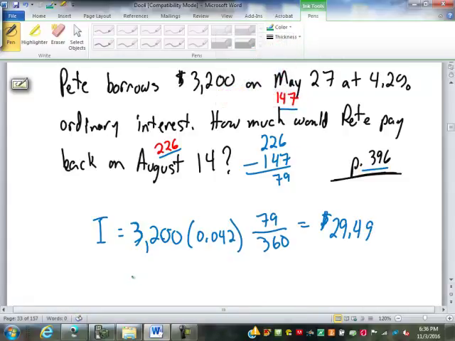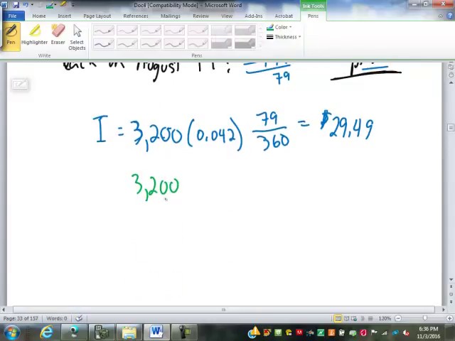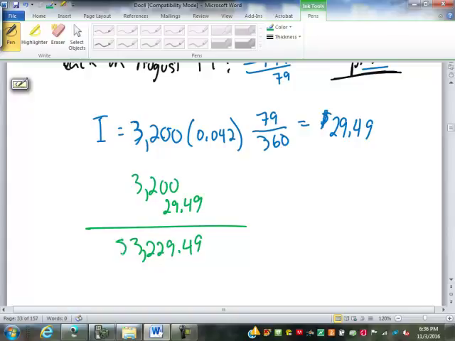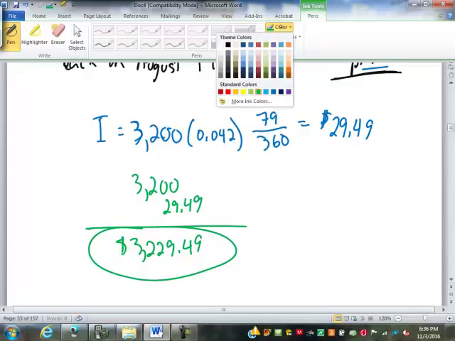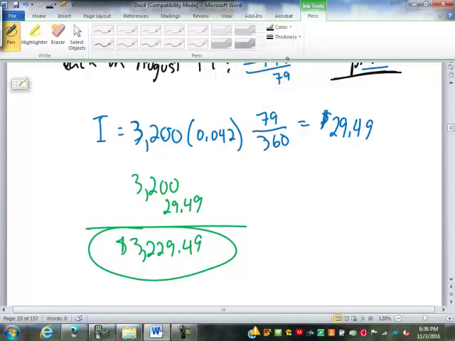So then we have 3,200 plus 29.49 is $3,229.49, the maturity value for the amount repaid. When you ask how much someone's going to pay back, every time you add it to the... Yes, you're looking for maturity value. Yep.